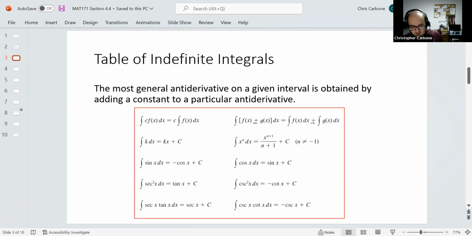The integral of the sum or difference, too, for that matter, involving these functions f of x and g of x is the integral of f of x plus or minus the integral of g of x. The integral of x to the nth power dx is equal to x to the n plus 1 divided by n plus 1, plus c, where n is not negative 1. The integral of cosine of x dx is equal to the sine of x plus c. The integral of the cosecant squared of x dx is equal to the negative cotangent of x plus c. And finally, the integral of the cosecant of x times the cotangent of x dx is equal to the negative cosecant of x plus c.